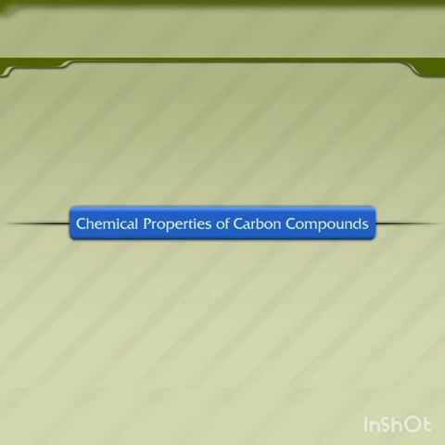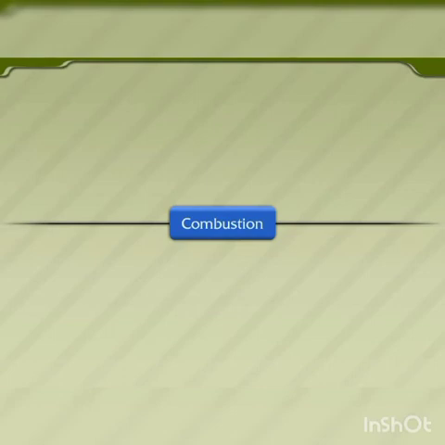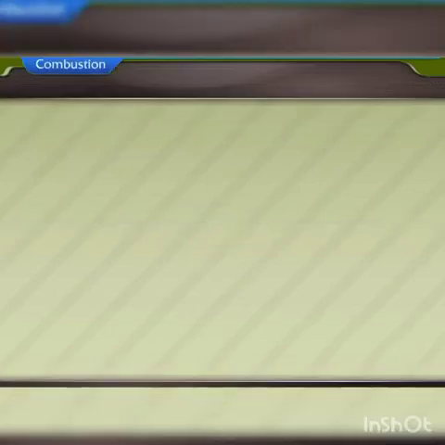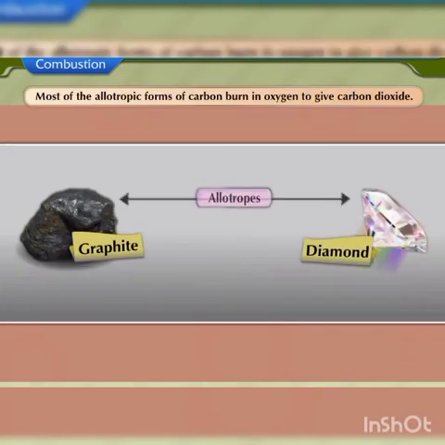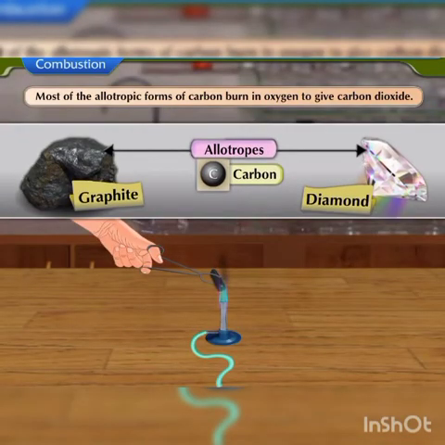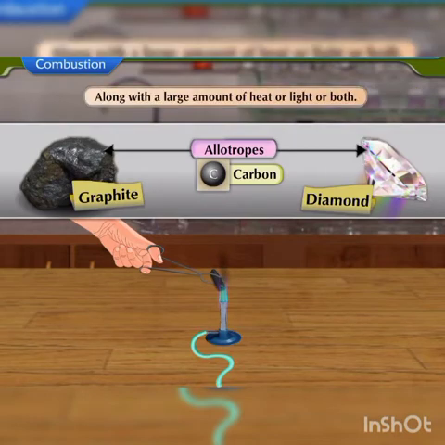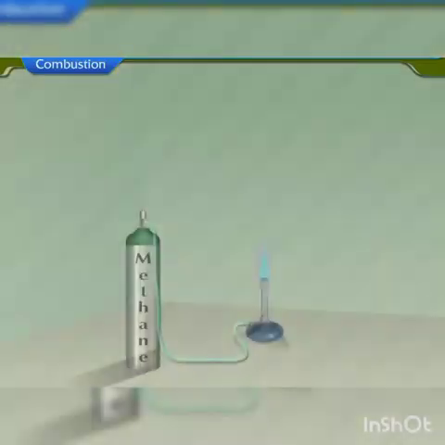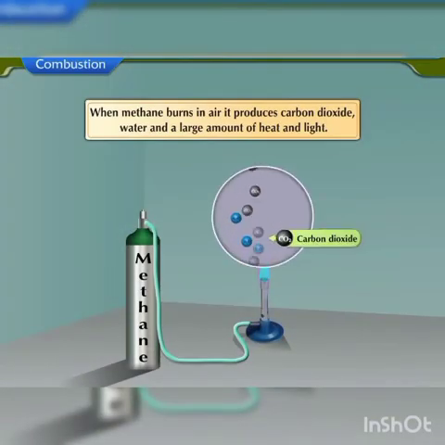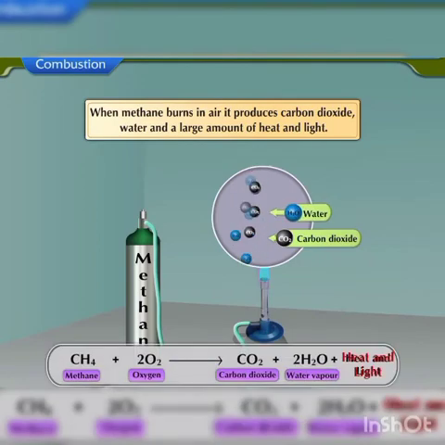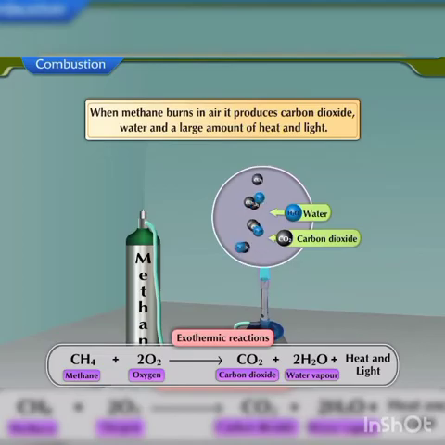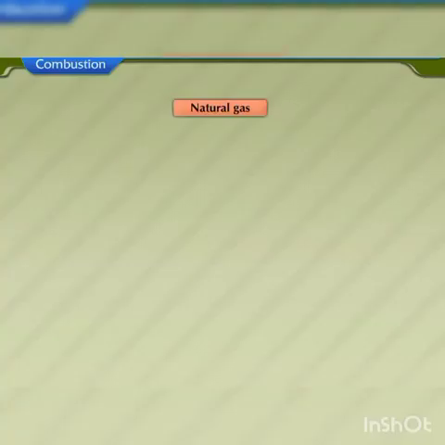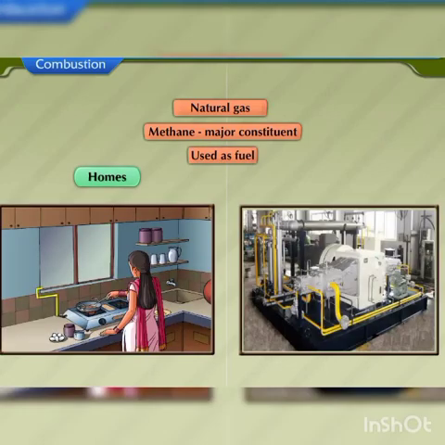Chemical properties of carbon compounds. Combustion. Most of the allotropic forms of carbon burn in oxygen to give carbon dioxide along with a large amount of heat or light or both. When methane burns in air, it produces carbon dioxide, water and a large amount of heat and light. They are exothermic reactions. That is why natural gas, which contains methane as a major constituent, is used as a fuel in homes and industry.